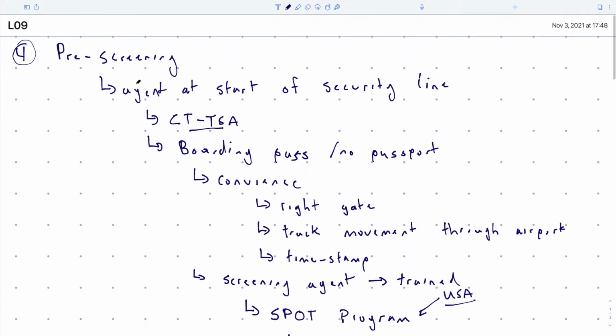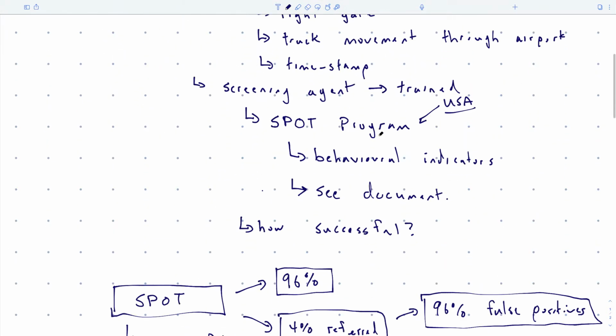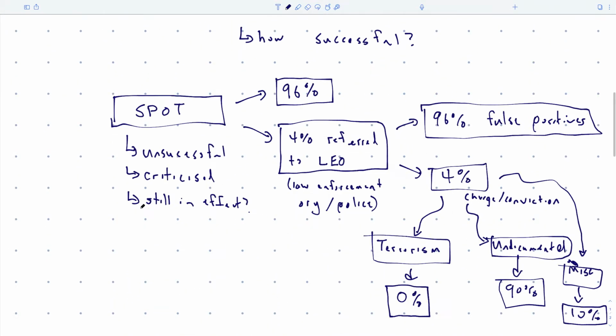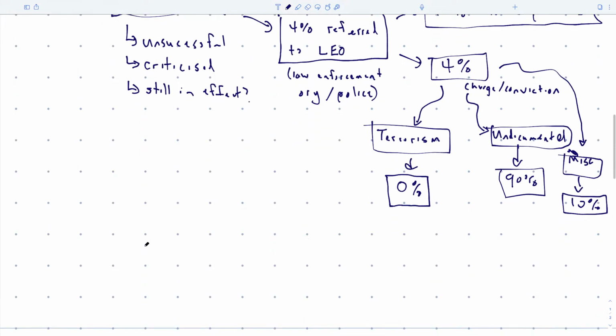Okay, now pre-screening happens with an agent at the start of the security line. The other form of pre-screening that we don't know a lot about is that we know airports have a lot of surveillance, right? And we know that there's facial recognition technologies and things like that. Airports themselves will use them sometimes.